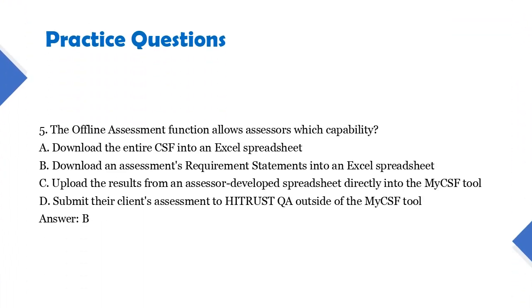5. The offline assessment function allows assessors which capability? A. Download the entire CSF into an Excel spreadsheet. B. Download an assessment's requirement statements into an Excel spreadsheet. C. Upload the results from an assessor-developed spreadsheet directly into the MyCSF tool. D. Submit their client's assessment to HITRUST QA outside of the MyCSF tool. Answer: B.